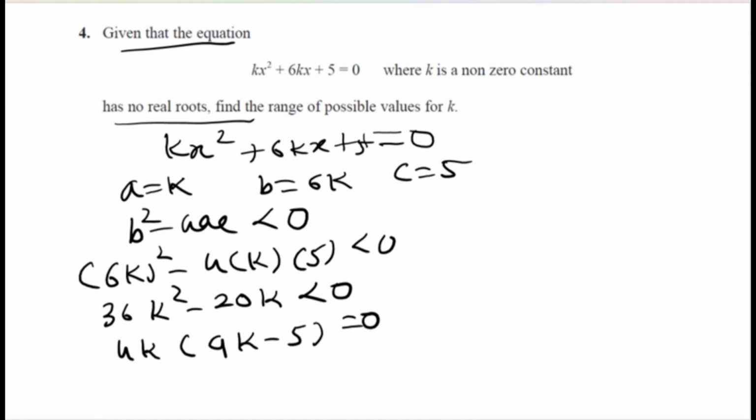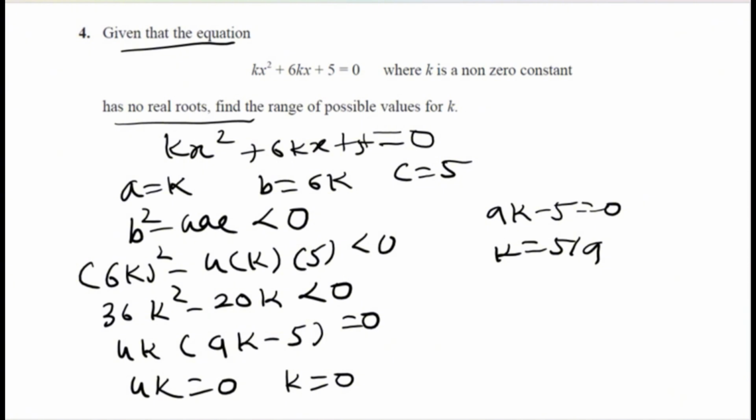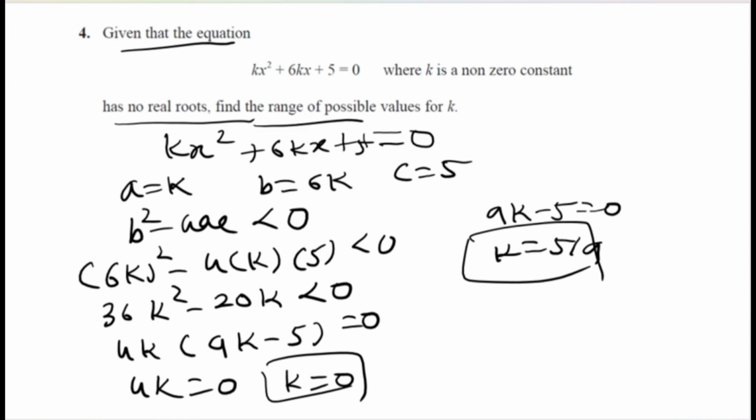I am writing equal to 0 because I am finding two values of k. 4k equals 0, which will give me k equals 0, and 9k minus 5 equals 0, that will give me k is equal to 5 over 9. So these are our two values of k, but we are asked for a range. So again the range we can write down is 0 less than k less than 5 over 9.